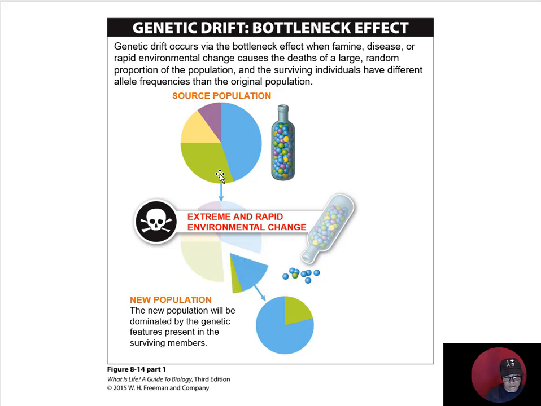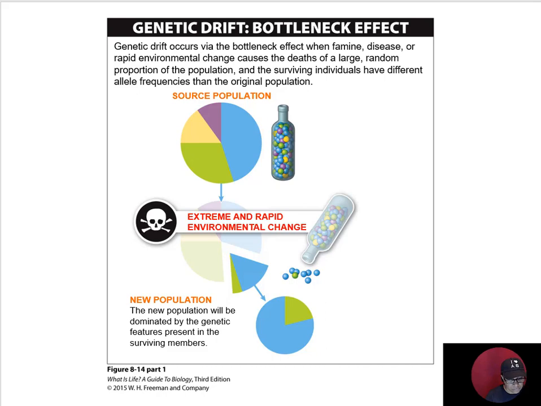You can see now, say the purple gene is gone, the yellow gene is gone, right? They were wiped out during this extreme event. And so this is called the bottleneck. This surviving population, this new population, is going to be dominated by the genetic features present in the surviving members. So it's really just common sense, right? You have all these different alleles that were present, then you have this catastrophic event, and really the surviving population just has the genes of those who survived. It has a name. It's called the bottleneck effect.